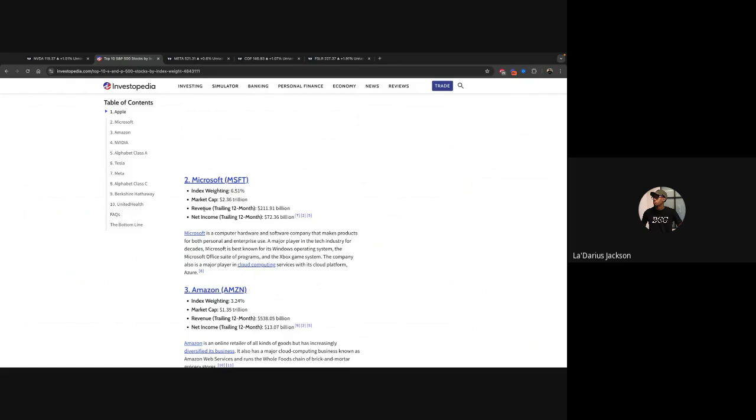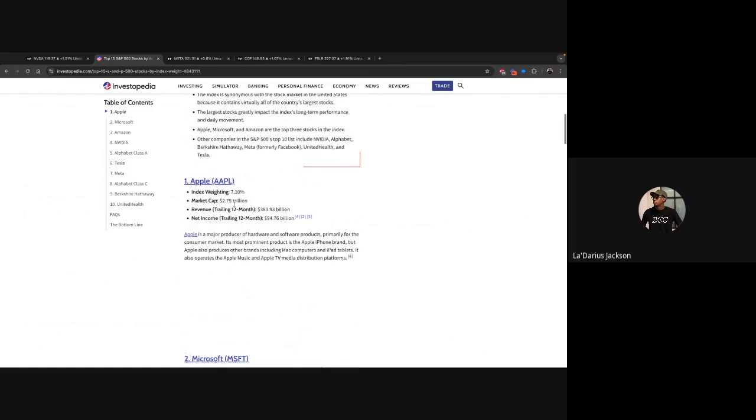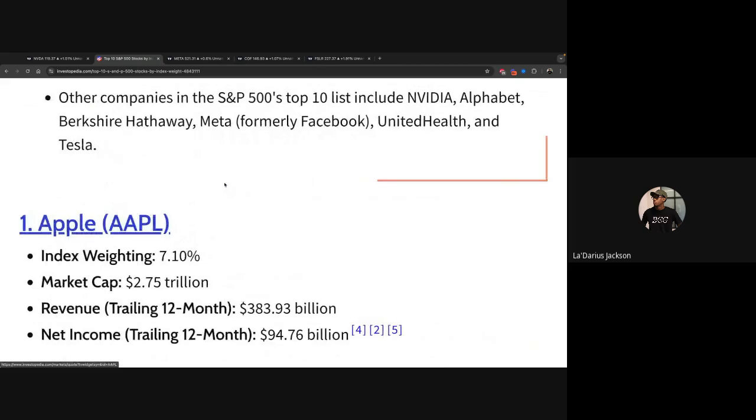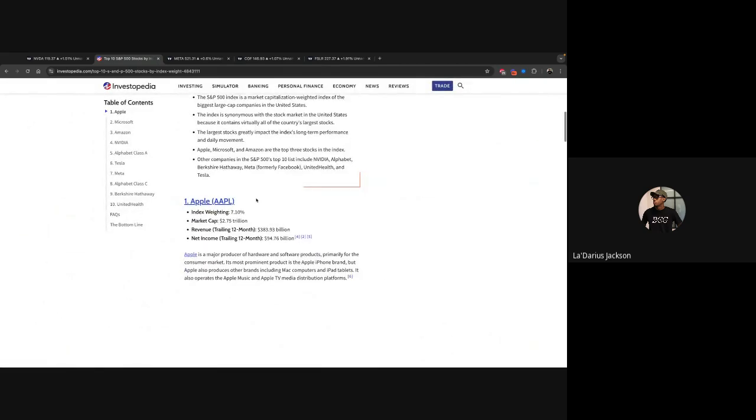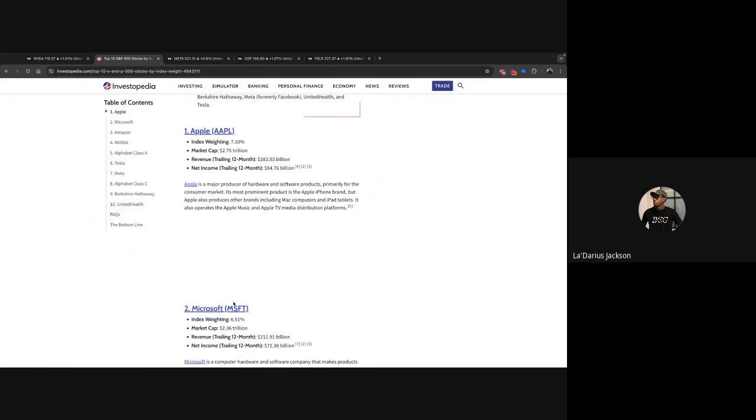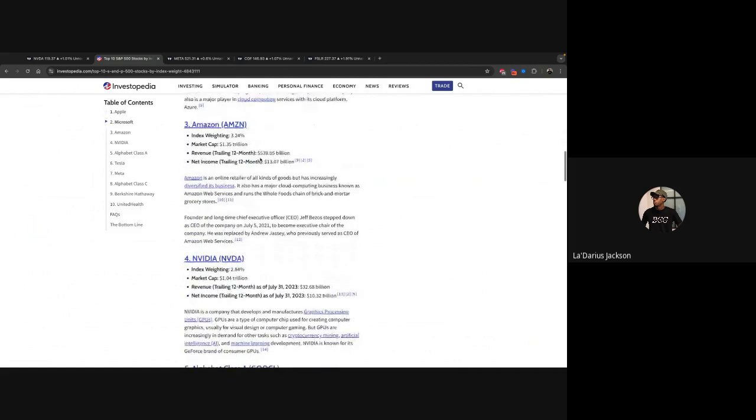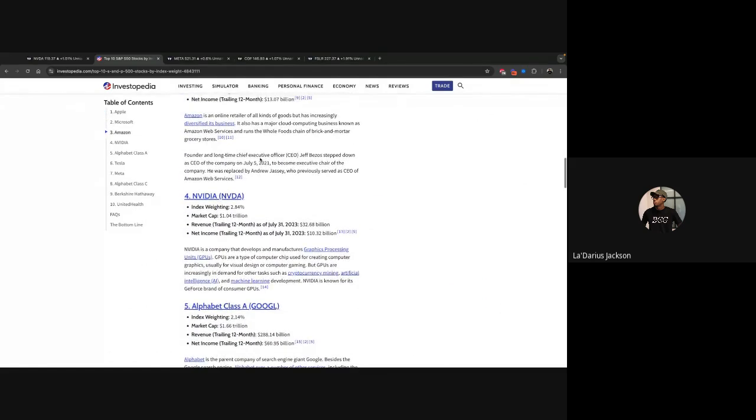You can see revenue, 200 billion, net income, 73 billion, right? So the two giants, the two potential 2.5 to $3 trillion companies, you can see Apple, Microsoft, right? Let's skip this and go down to NVIDIA.